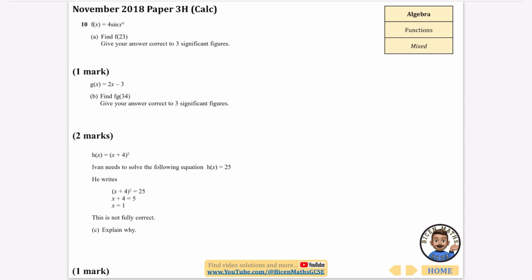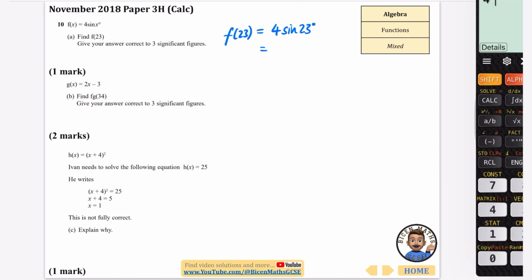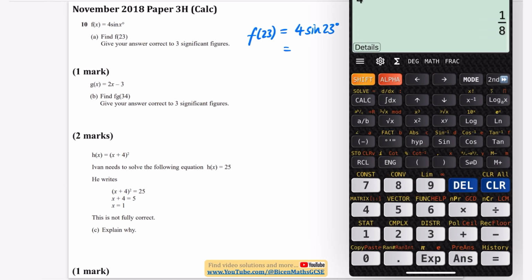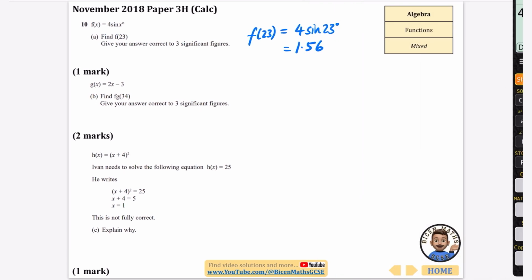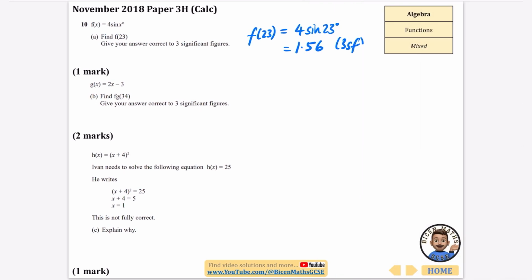Again, some easy parts here that I think everybody should get right. It says f of x is 4 sine x, find f of 23, giving your answer to 3 significant figures. So f of 23 means just put 23 where x is. So that's 4 sine of 23 degrees. Now you don't have to type in the degree sign when you put it in the calculator. I'm just going to type in 4 sine 23. You don't need to put the degrees in, and we get the answer 1.56, and that is to 3 significant figures like the question asked for.